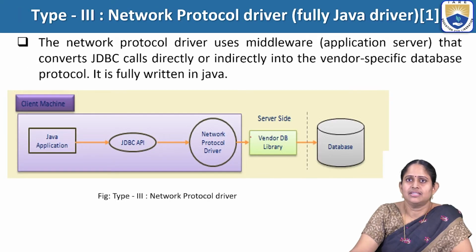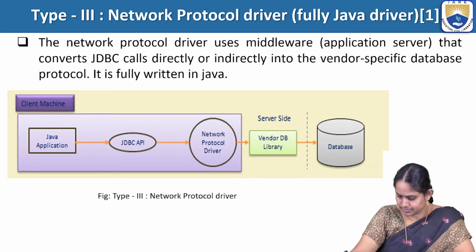The third type is the type 3, which is the network protocol driver. It is a fully Java driver. This uses a middleware that converts the JDBC calls to the vendor specific database protocol, and it is written completely in Java. So it makes use of a middleware that converts the JDBC calls into the vendor specific database protocol.